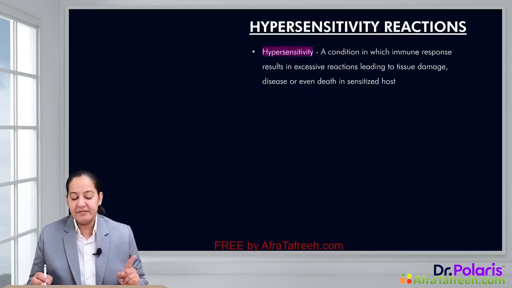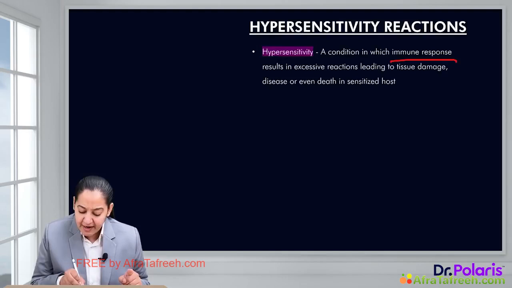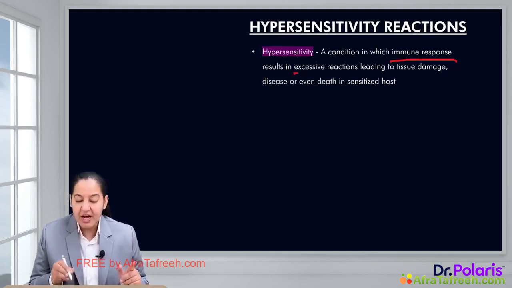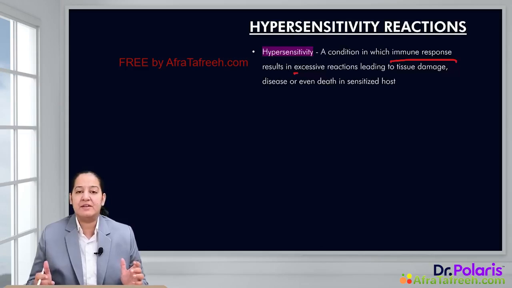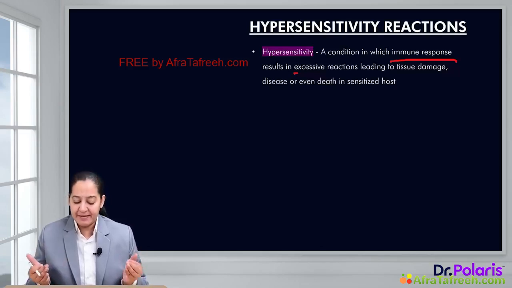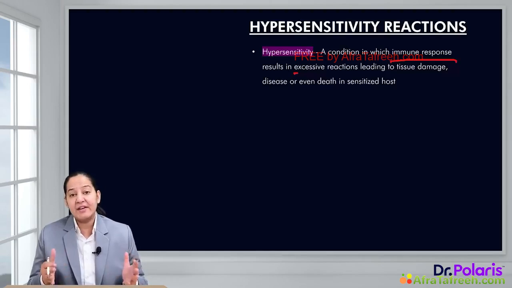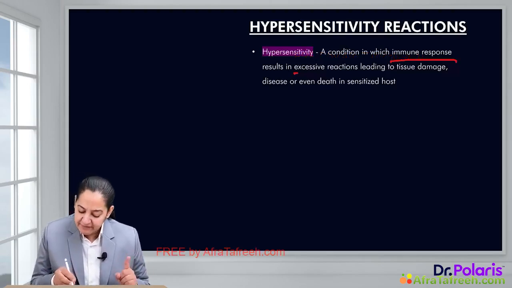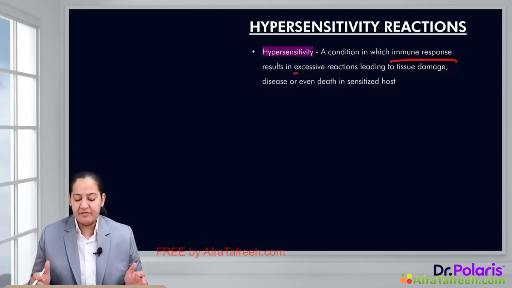So hypersensitivity is a condition in which the immune response results in excessive reaction, leading to tissue damage, diseases, or sometimes even death in the sensitized individual. That is known as hypersensitivity. So we can define hypersensitivity as the exaggerated state of normal immune response, which results in adverse effects on the host body. So that is hypersensitivity.